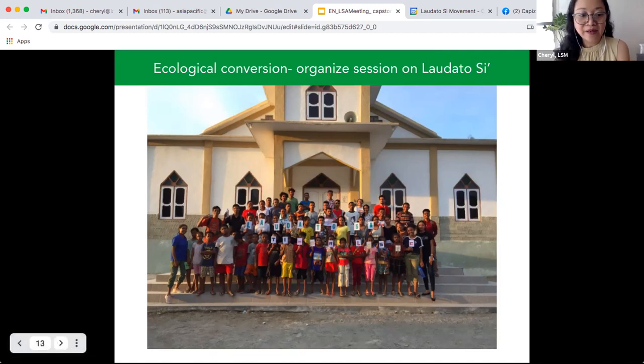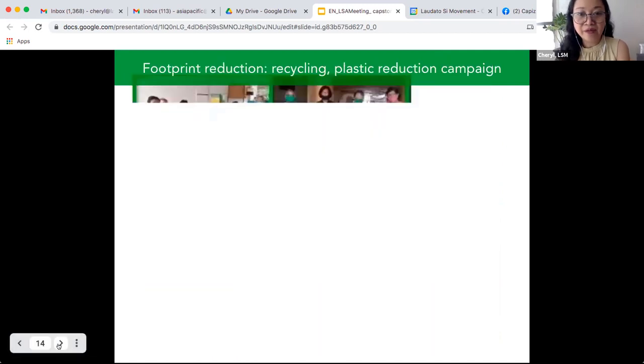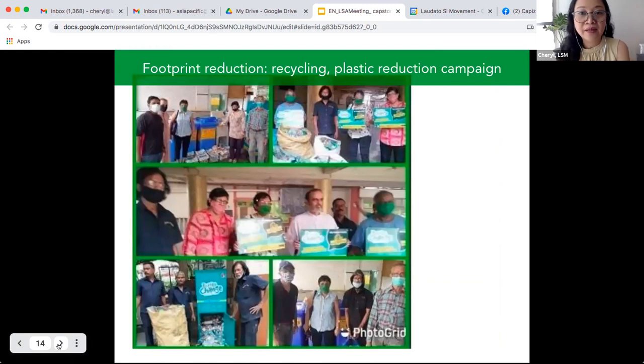And so this is one of the many things that they did and the many sessions that they had in their parishes. This was done by some animators in India. They had a recycling and plastic reduction campaign, but it's not only a recycling project, they also had sessions on why we need to reduce plastic or why we need to be more sustainable in our lifestyles. So it's accompanied by some lectures and presentations to the different parishes.